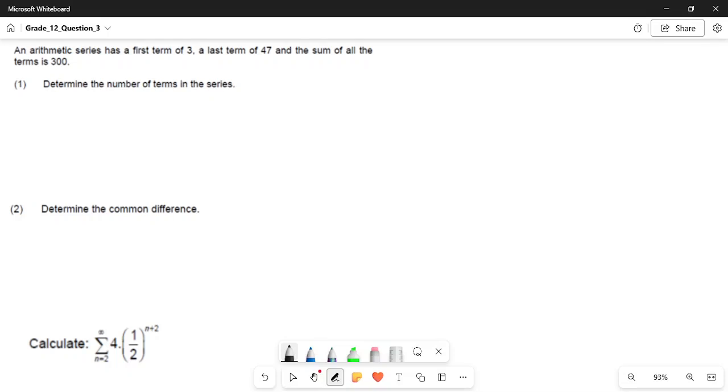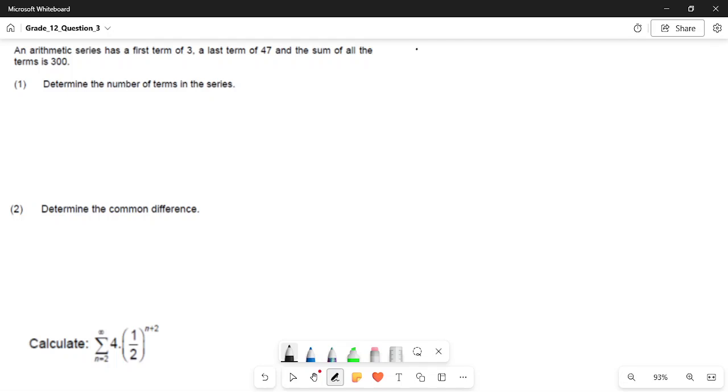Question number 3. An arithmetic series has a first term of 3, a last term of 47, and the sum of all the terms is 300. First question, determine the number of terms in the series. So we are required to find what our value of n is. How many terms were added to get that sum of 300?